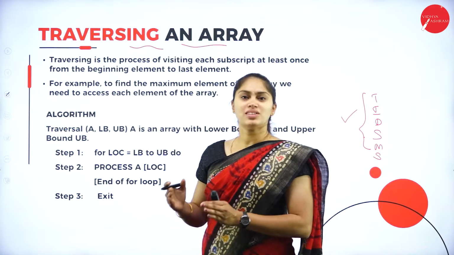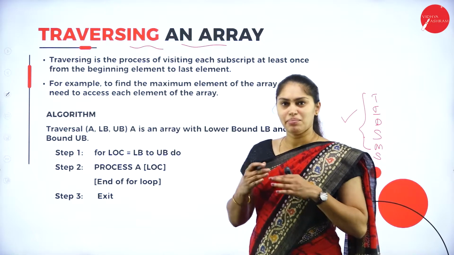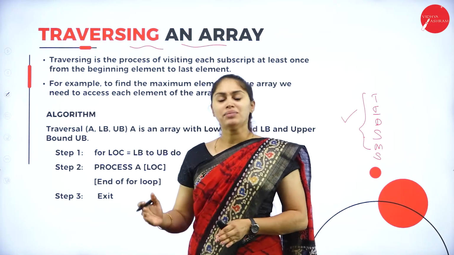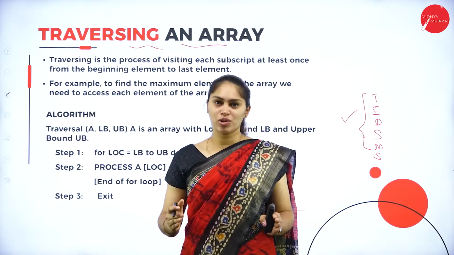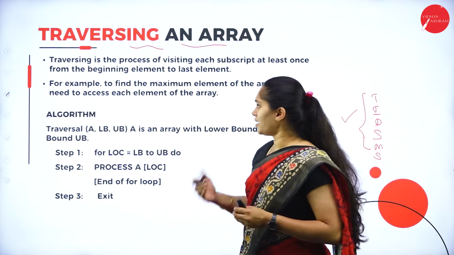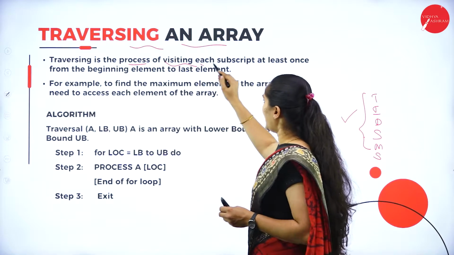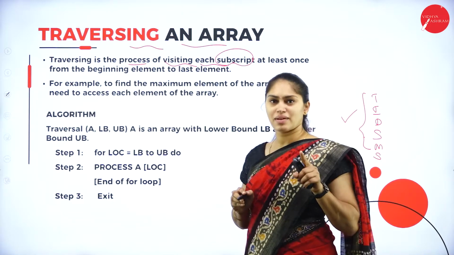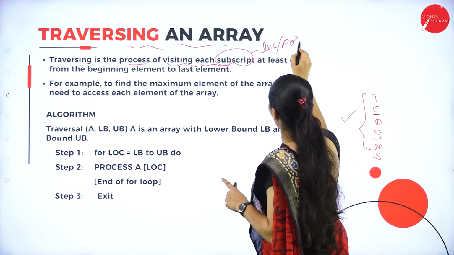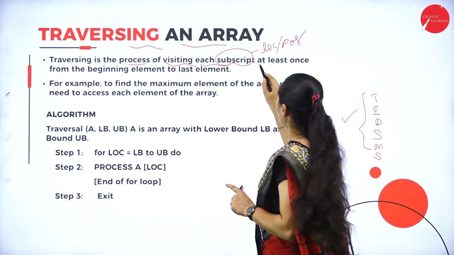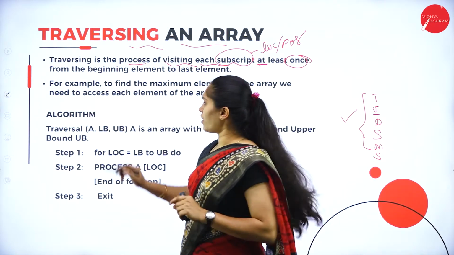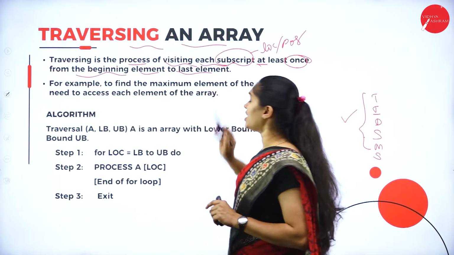So when it comes to traversing, as I told in the example, we have 50 elements. I need to visit each element from the beginning to the end. Then we call that process traversing. It is a process or method of visiting each subscript. That subscript specifies what? It specifies the location or position of an element in an array, right? At least once we have to visit each element, from the beginning element to the last element.